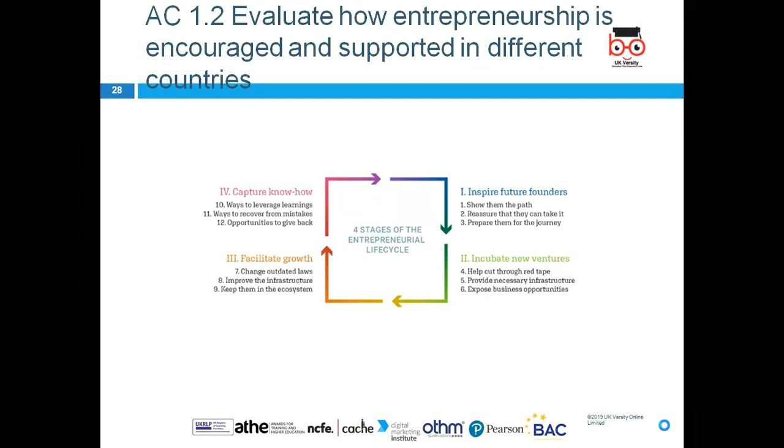So we're looking first at assessment criteria 1.2, which is all about evaluating how entrepreneurship is encouraged and supported in different countries. In different countries there are different stages and different government responses to help young entrepreneurs set up businesses, inspire future founders, and show them the path.